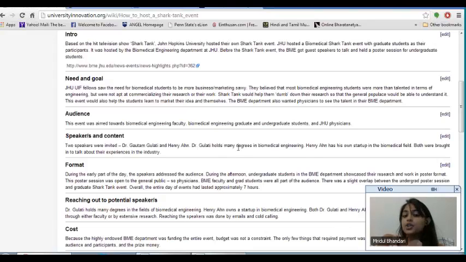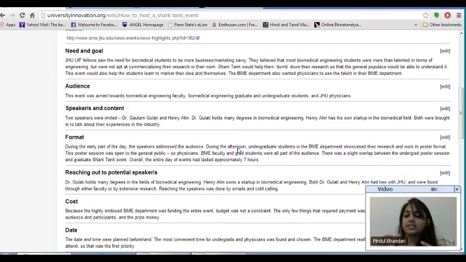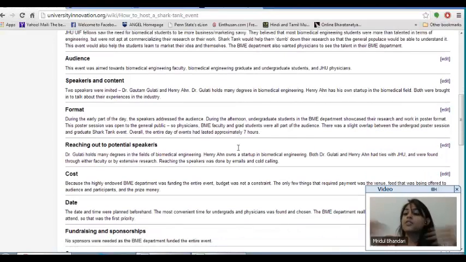They invited two speakers, Dr. Gautam Gulati and Henry An. Dr. Gulati was more the academic side of this, whereas Henry An was more the industrial side. Dr. Gulati holds many degrees in biomedical engineering. Henry An has his own startup in the biomedical field. They were both brought in to talk about their own experiences, which are vastly different because they're from different sides of the industry.